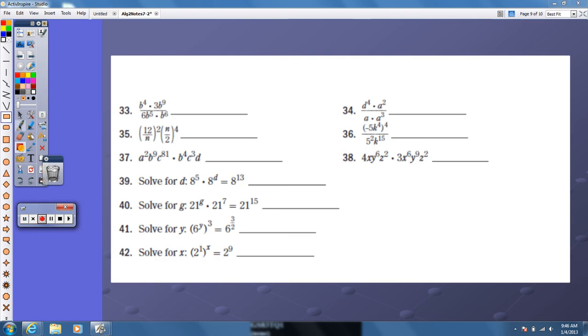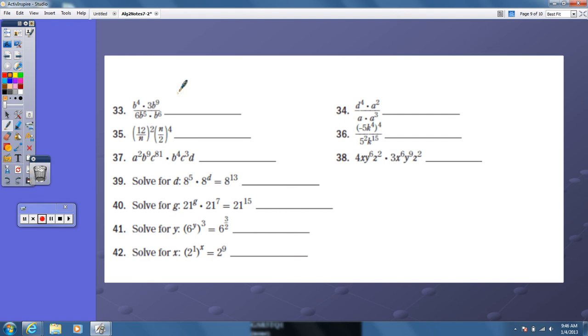These are more complicated. On top here, I'm left with 3b to the 13th. On bottom, I'm left with 6b to the 11th. This is not the only way you can do this. You could do some simplifying first, if that makes more sense to you. 3 over 6 reduces to 1/2. 13 minus 11 is b squared on top. b squared over 2 is what I get.